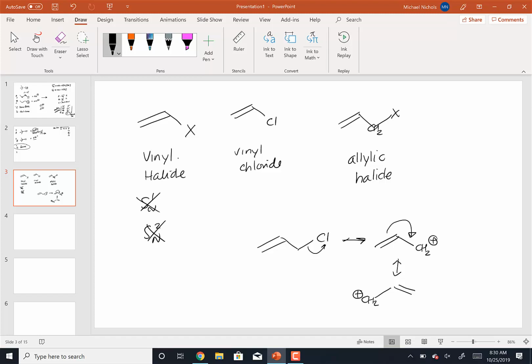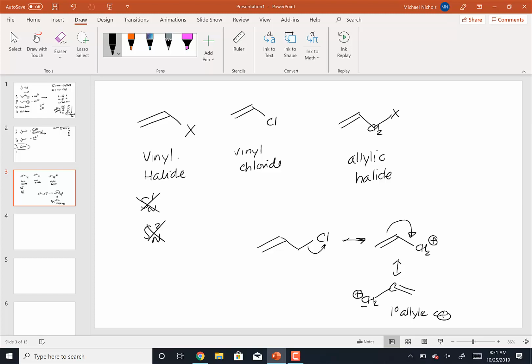Would you consider that to be a secondary carbocation then because of the double bond? No, it's still primary because that carbon is attached to one other carbon. So the double bond doesn't matter for primary, secondary, tertiary. It's treated as if it was a single carbon because it is a single carbon. So this is what I would call a primary allylic carbocation.